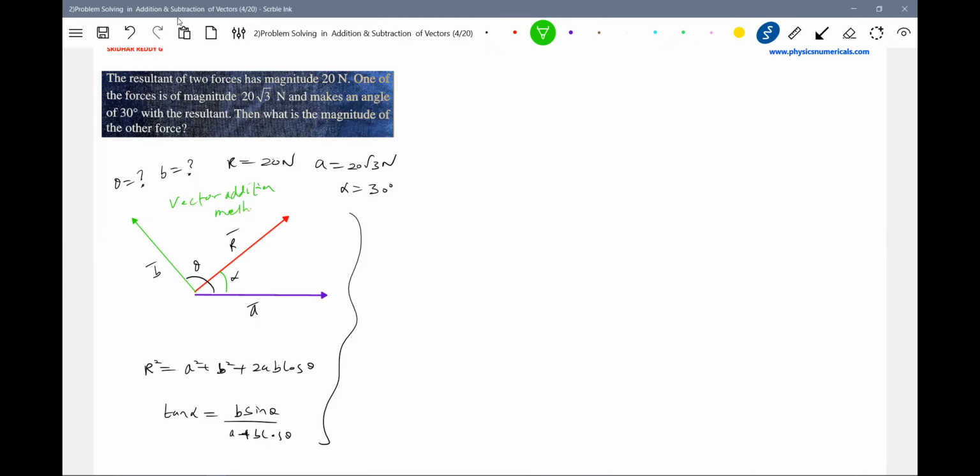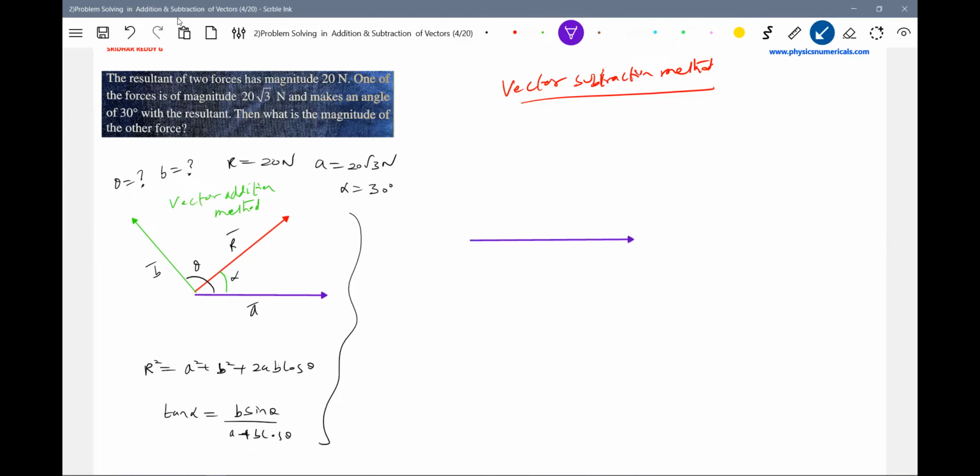What I've shown is the vector addition method. Now, using vector subtraction, I'll show the same thing. The vector subtraction method. In the vector subtraction method, here I'll treat A bar and R bar as two vectors, and the angle between them, let it be alpha. A bar is a vector, and R bar is a vector.